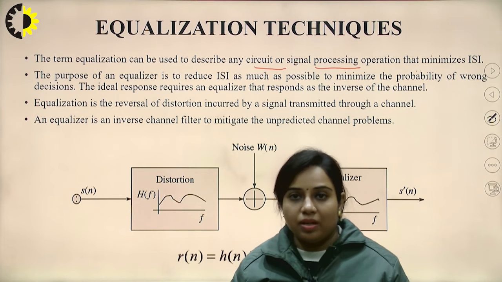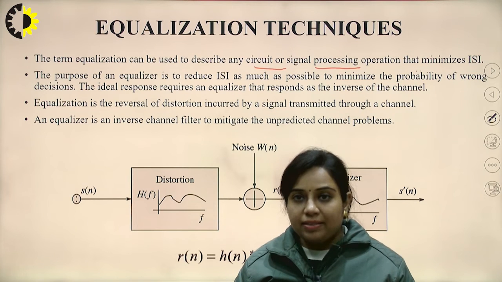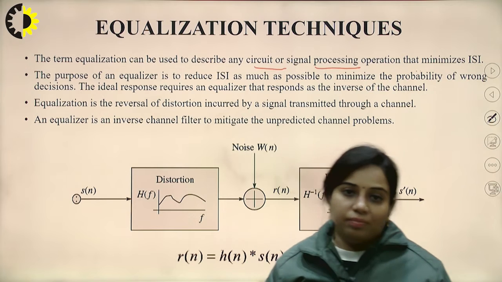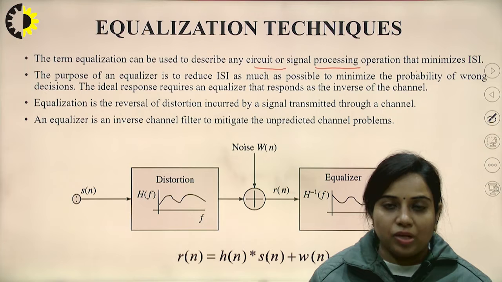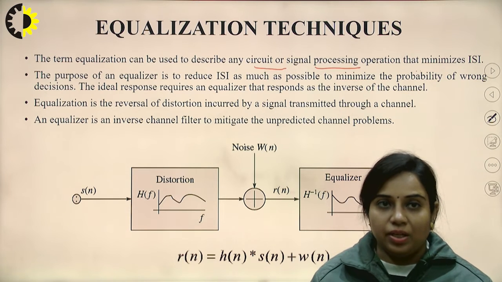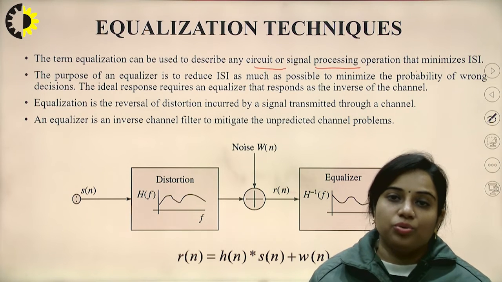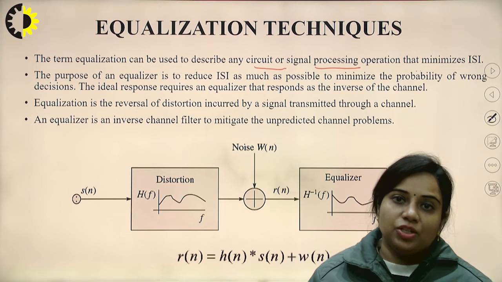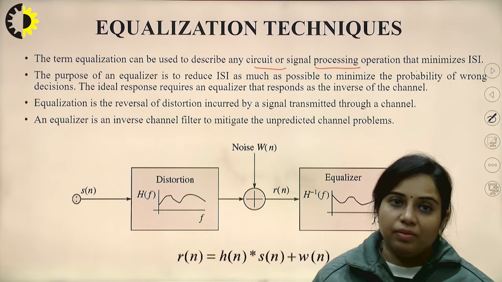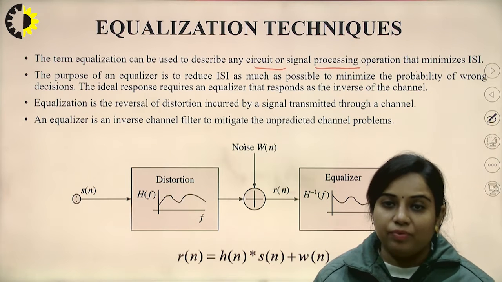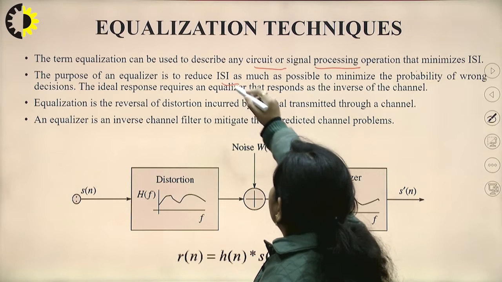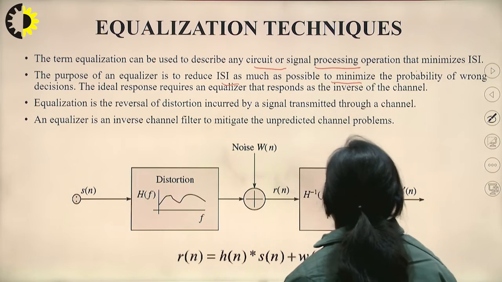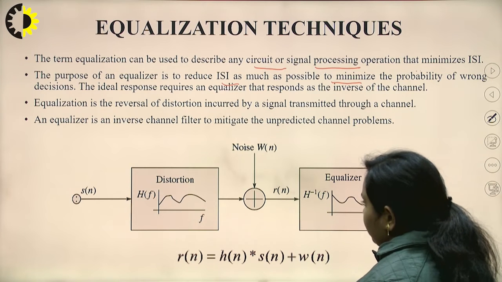So whatever circuit will minimize the ISI is responsible when a single channel is used for the purpose of transmission. We are not using any diversity technique. Diversity is also used to reduce the ISI. So equalization is a technique where we design a circuit that will minimize the ISI. The purpose of an equalizer is to reduce the ISI as much as possible to minimize the probability of wrong decisions.